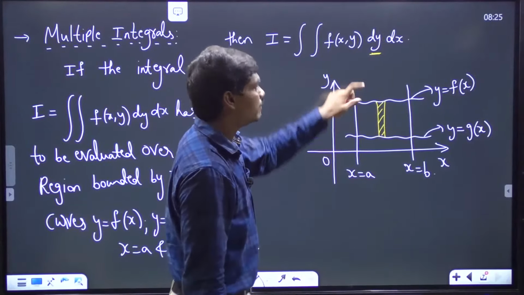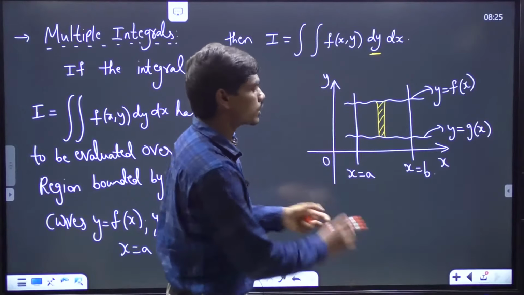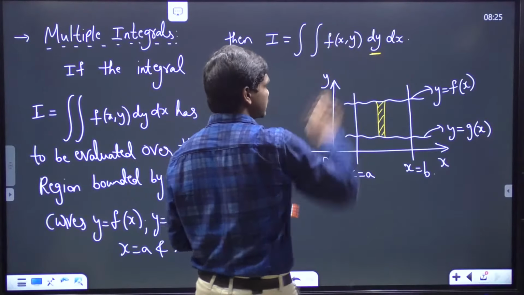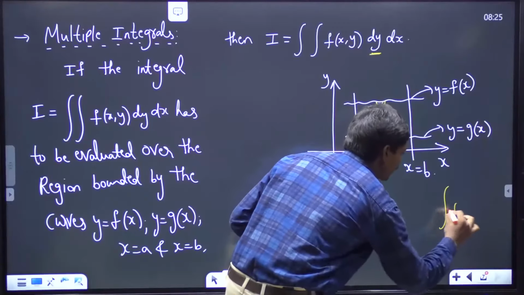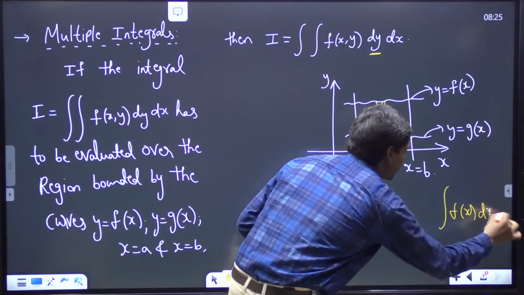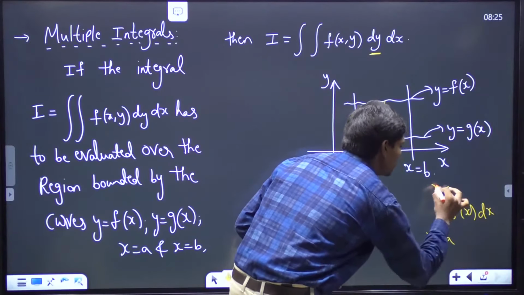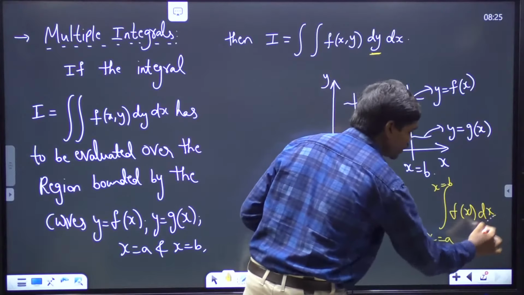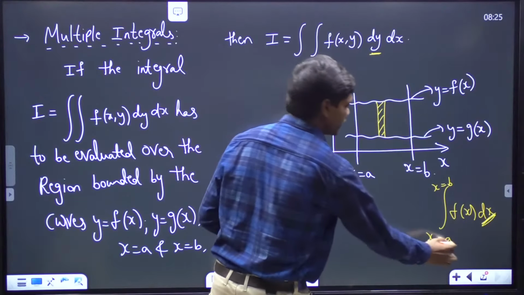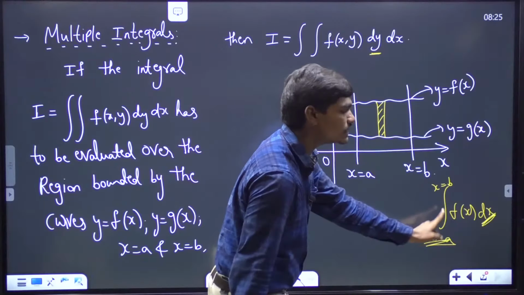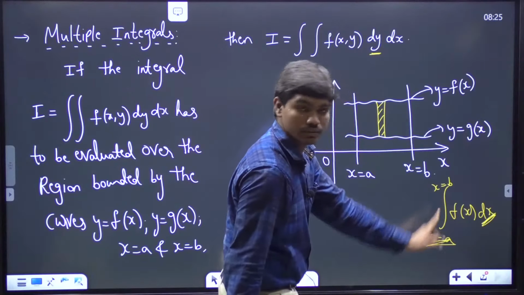So see here, when this is the first variable of integration, suppose you are integrating the function f of x dx, then you know x is changing from a to b, correct? Which means if you are integrating with respect to x, the limits adjacent to the integral sign are x limits, correct?